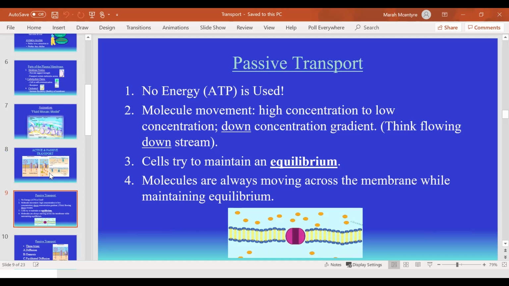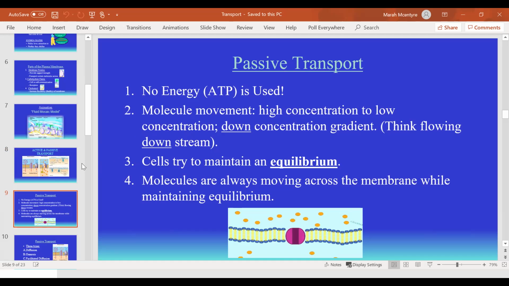When you think of down the concentration gradient, you think we go from high up here to low down, so you're going down the concentration gradient. And it says think flowing downstream. So it's easy. It's just happening. Not a whole lot has to happen. This is just happening based on the concentrations on the outside of the cell and on the inside of the cell.